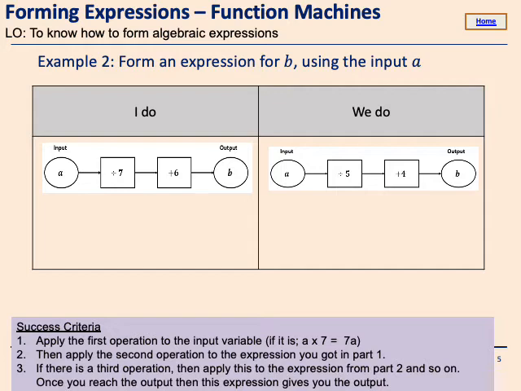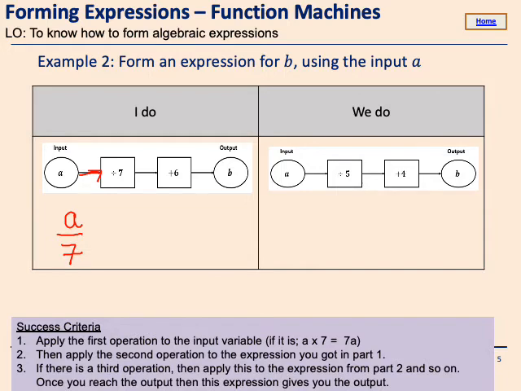Okay, on to our next one. So now we've got, first of all, a divided by 7. We're still forming an expression for b using the input a. So a divided by 7, I'm going to leave that as a fraction, so I'm going to have a over 7. That keeps them nicely together.